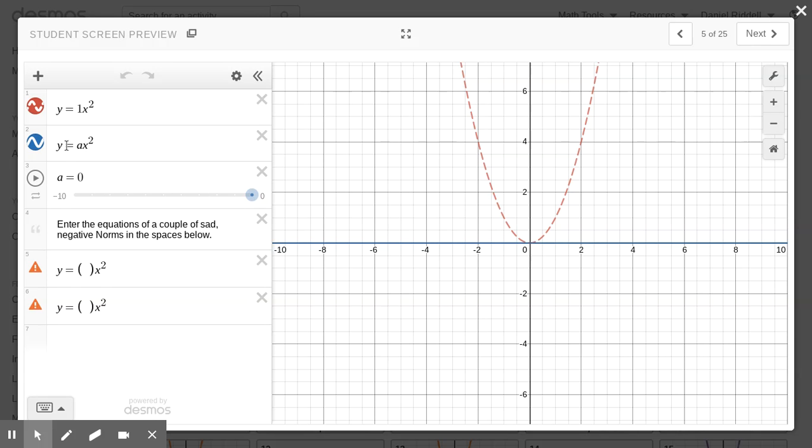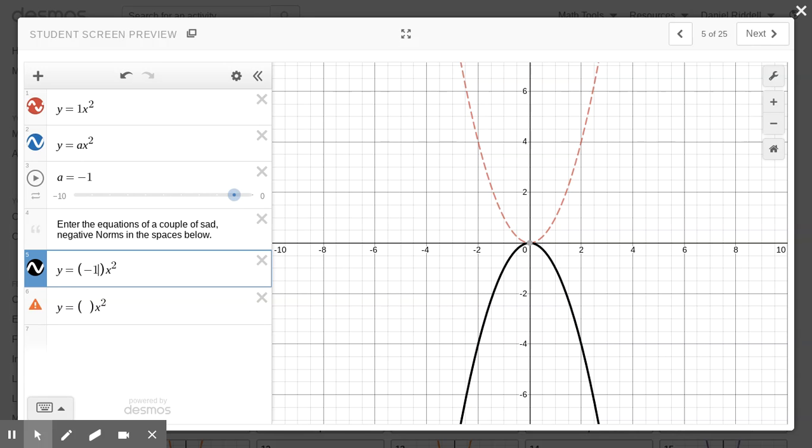In this case, we see a situation of y equals ax squared. And there's a slider here for a. When I start moving this slider, I see an alternate graph appearing. This graph has an a value of -1. So this blue graph that we're seeing right now, the slider is indicating that I have a value of -1 for a. And so this equation would be -1x squared.